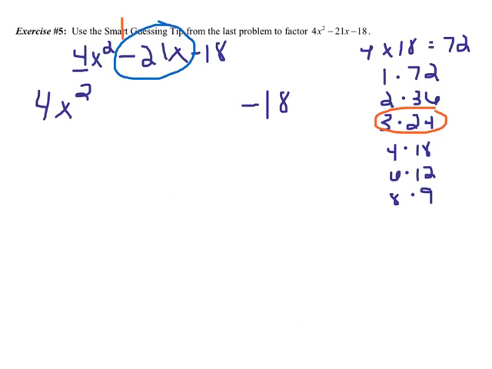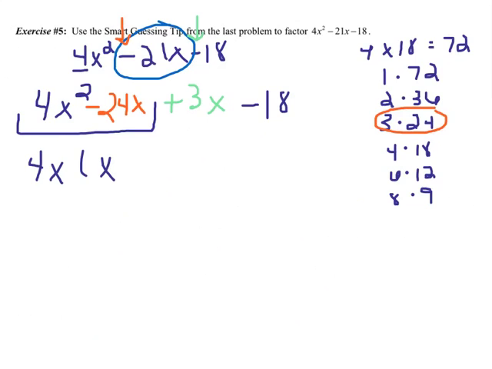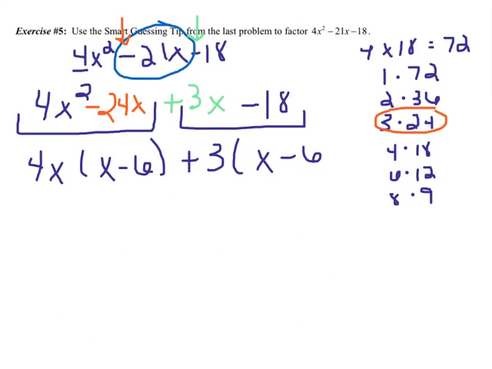And I look, my first sign is negative, so I have to have a negative 24x. And then my second sign is also negative, so they have to be different signs. So I get a positive 3x. And now I have to group these. I'm going to group the first two together. I get a GCF of 4x, so I'm left with x minus 6. And then I have to group the last two. My GCF is a positive 3, and I'm left with x minus 6 again.